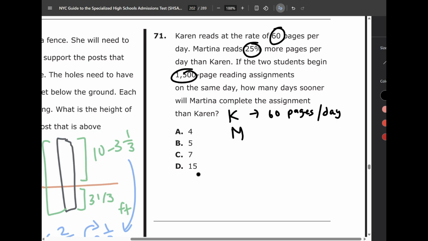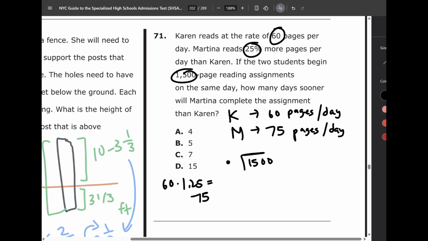25% more is the same thing as saying 60 times 1.25. You're reading 125% of whatever Karen is reading. If I do some quick math, that is 75 pages per day. Now all I have to do is divide. If I have 1,500 pages to read and I read 60 pages a day, if I do some long division, I'll find that it takes exactly 25 days to do this.